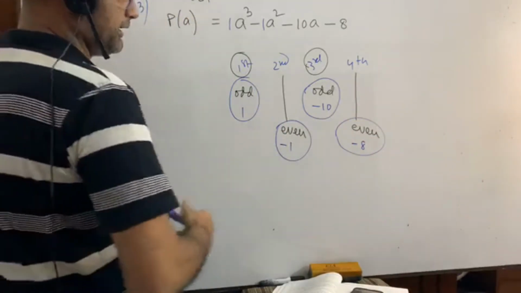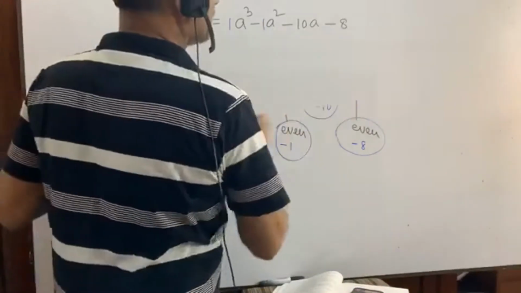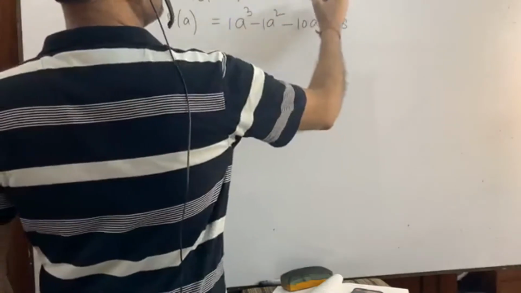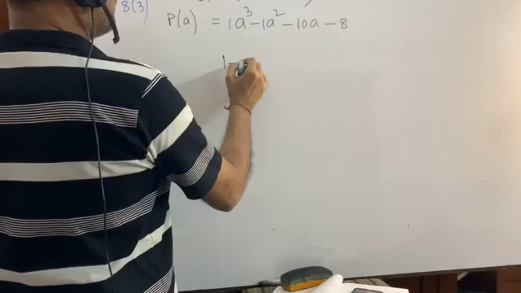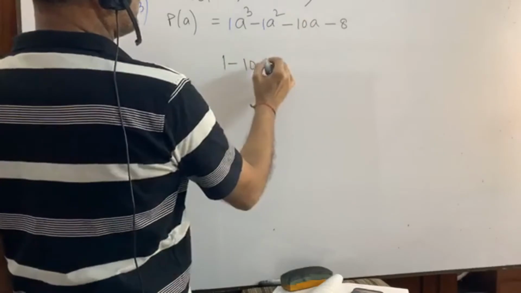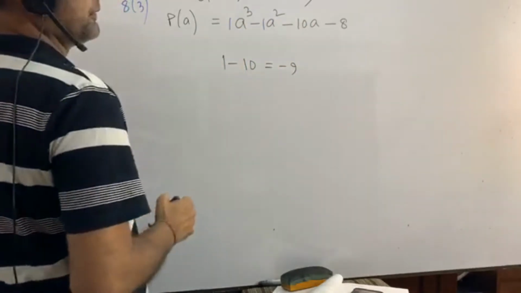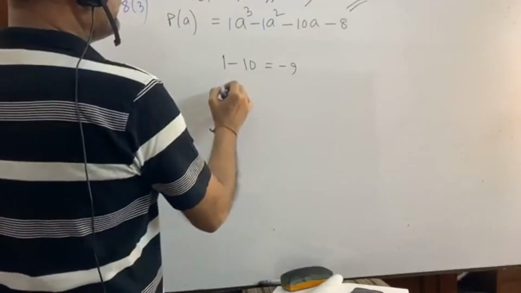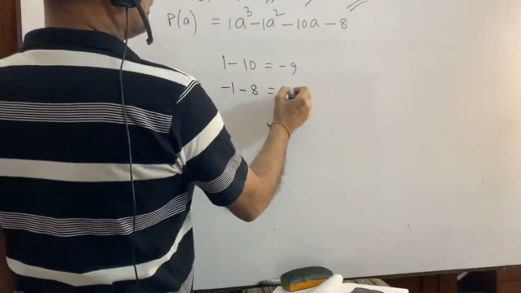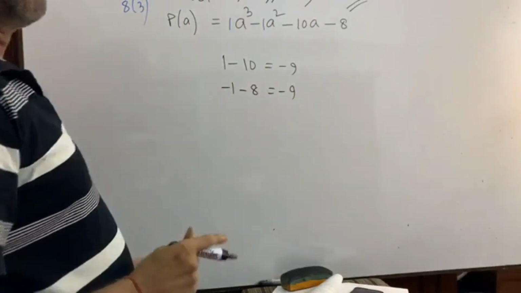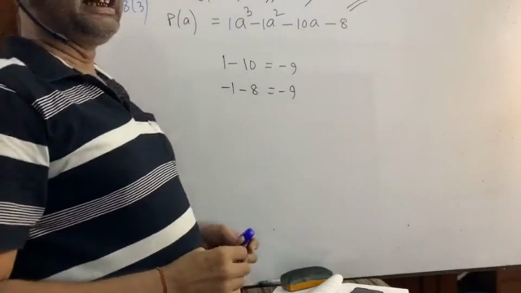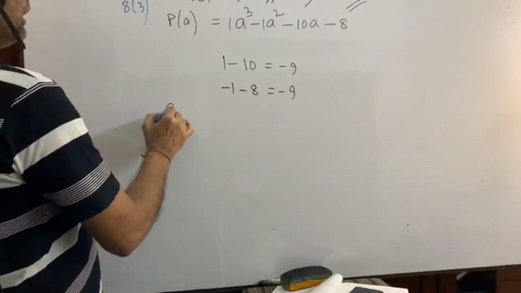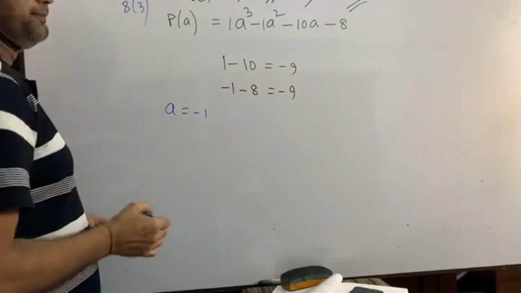I know that you have not got it, so I am trying to make you understand again. You see, these are the odd positions: this is 1, this is minus 10, equals minus 9. Again, these are the even positions: this is minus 1, this is minus 8, equals minus 9. If the sum of the odd positions is equal to the sum of the even positions, then the value of a is equal to minus 1.